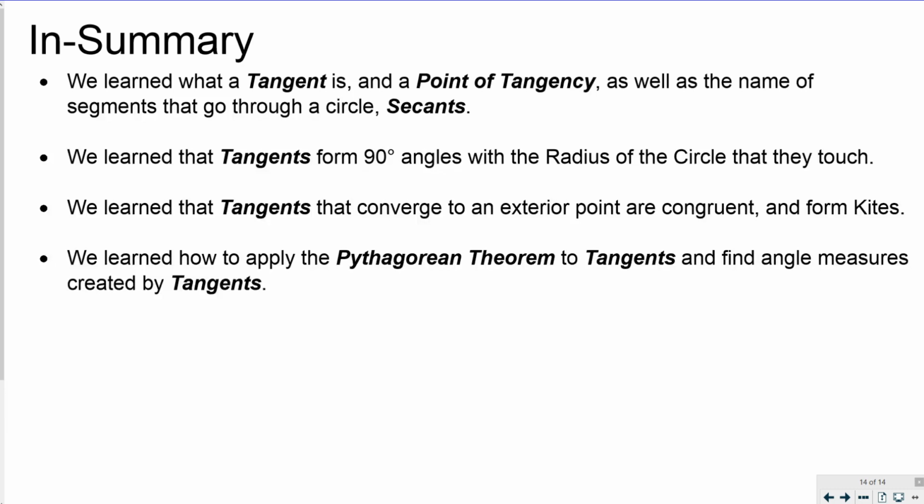So that's it, guys. A little bit of a longer video today. In summary, we learned what a tangent is and a point of tangency, as well as the name of segments that go through a circle twice, secants. We learned that tangents form 90-degree angles with the radius of the circle that they touch. We learned that tangents that converge to an external point are congruent, and then that helps us form kites with the radius. And we learned how to apply the Pythagorean theorem to tangents and find angle measures that are created by those tangents.